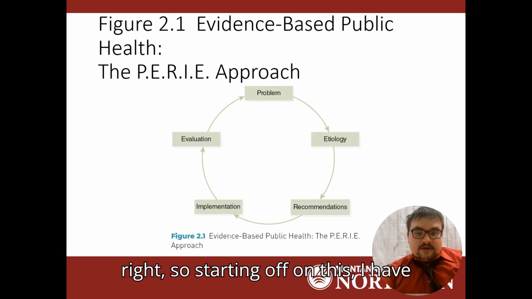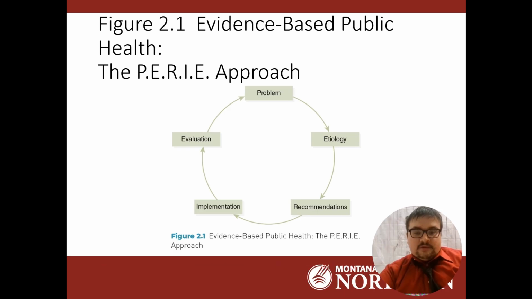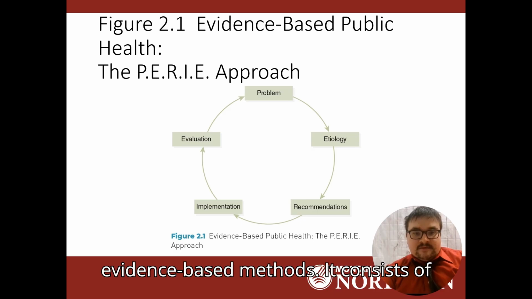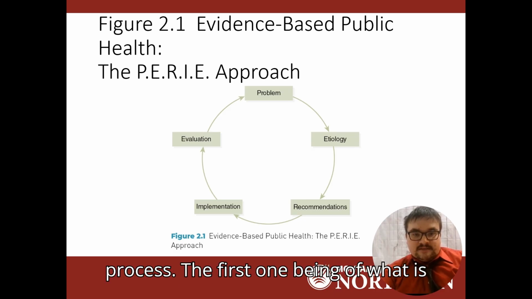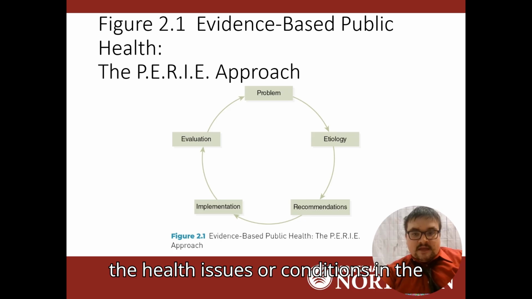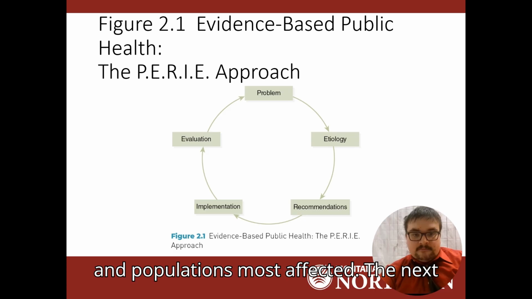All right, so starting up on this, I have figure 2.1, which is the Perry approach, which is a systematic framework for addressing public health issues through evidence-based methods. It consists of 5 basic questions that guide the process. For the first one being, what is the problem? This question helps define the health issues or conditions in the community, identifying its scope, impact, and populations most affected.